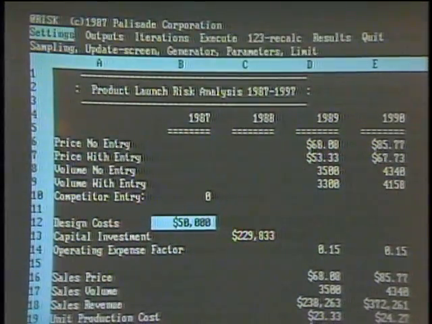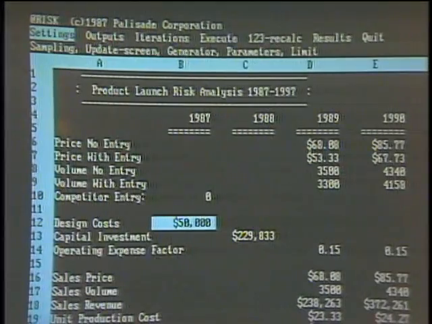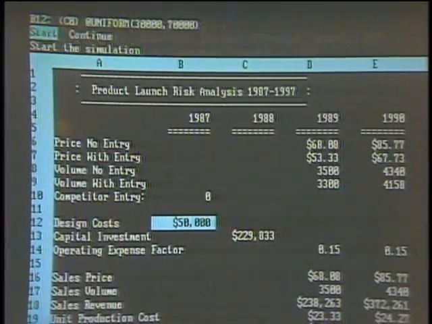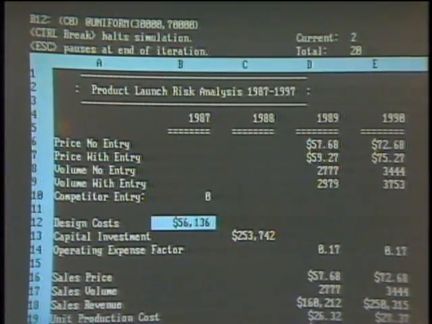Okay, so how do you get into At Risk then? Well, here it is right here. A special menu comes up with a hotkey. This lets you do all of the settings that you need to start off a simulation. What I've done is set the parameters here ahead of time, the sampling type, number of iterations, and so forth. And let's watch what happens.